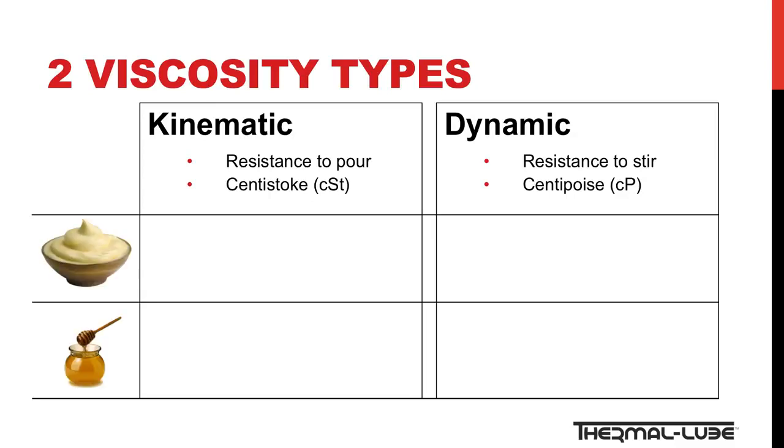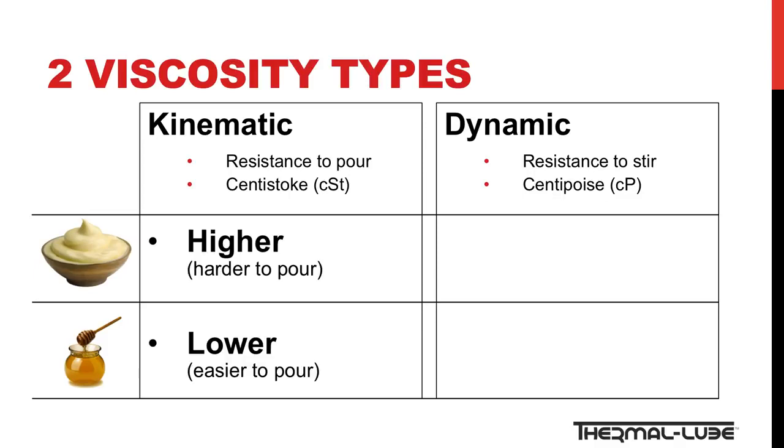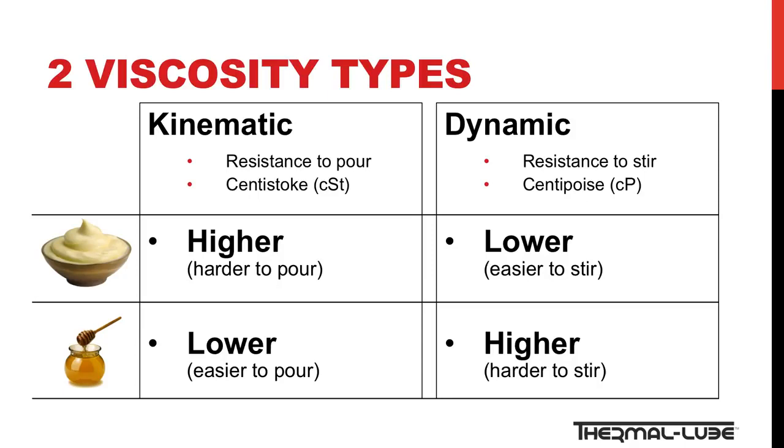Let's look at a familiar example: mayonnaise versus honey. If we try to pour mayonnaise and honey, which one will pour easier? The honey, right? So mayonnaise has a greater resistance to pour than honey, and therefore a higher kinematic viscosity. Now, if we try to stir mayonnaise and honey with a spoon, which one is easier? The mayonnaise. So honey has a greater resistance to stir than mayonnaise, and therefore a higher dynamic viscosity.